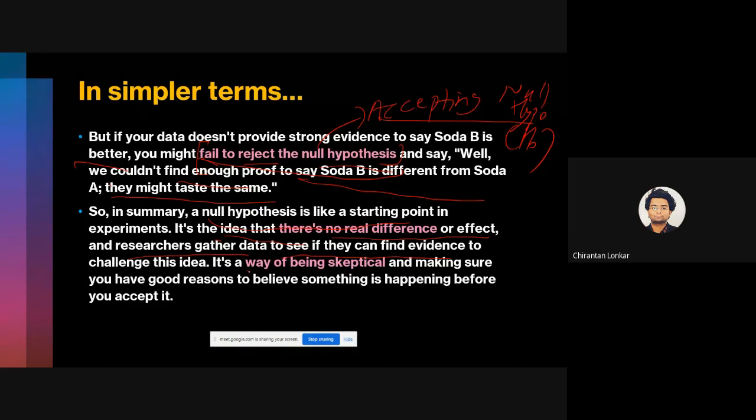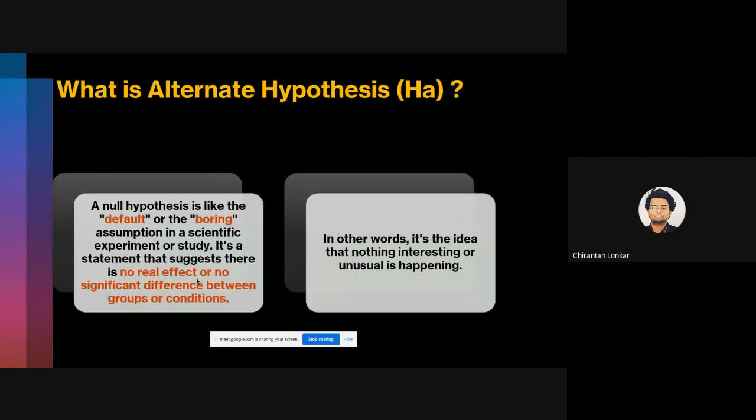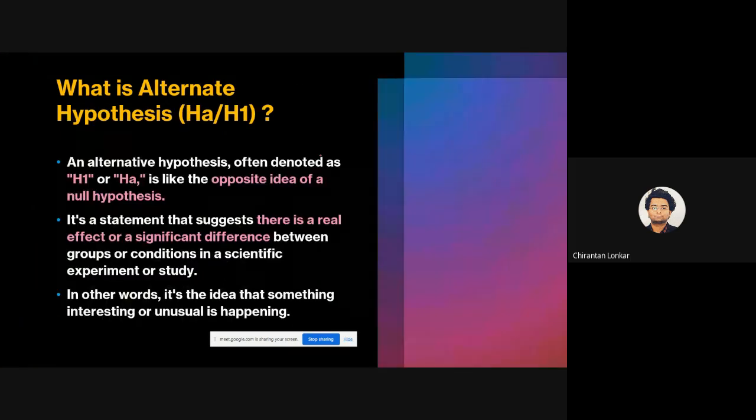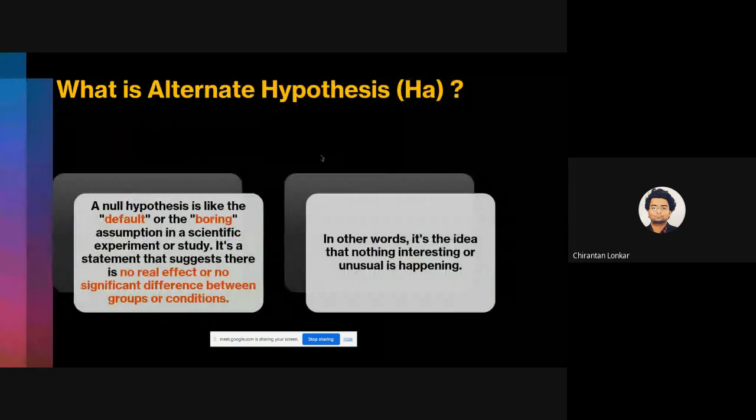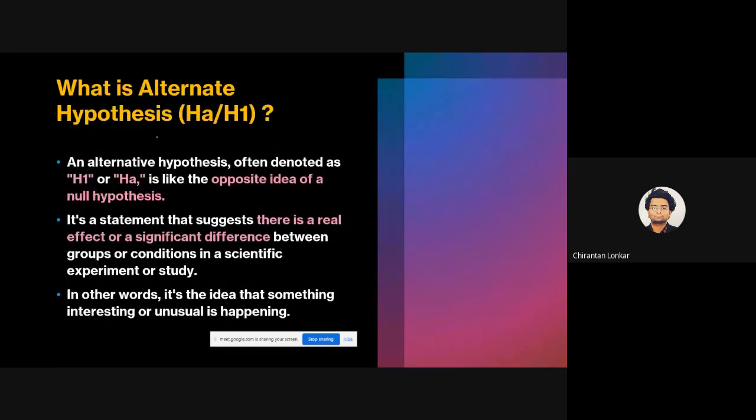It's a way of being skeptical and making sure that you have good reasons to believe something good is happening before you accept it. This is what the null hypothesis is. Now let's see what the alternate hypothesis is. A null hypothesis is like the boring or the default assumption, but the alternate hypothesis is exactly the opposite of that.